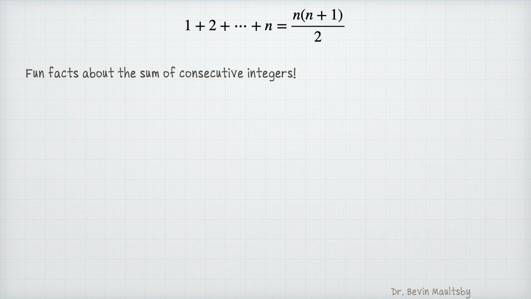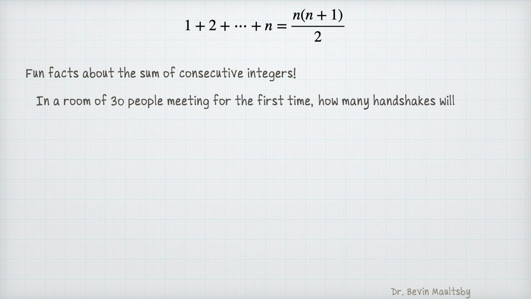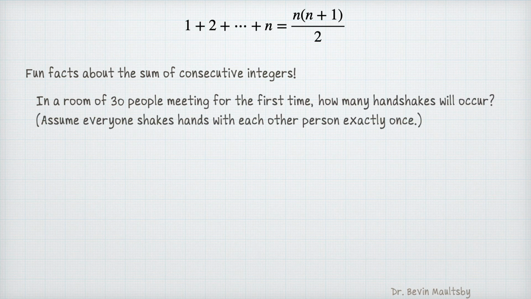Let me take you through another interpretation of the sum of consecutive integers formula. This is a little bit of a detour, but we'll go back to induction in just a moment. Consider this scenario. In a room of 30 people meeting for the first time, how many handshakes will occur? So everyone has to shake hands with everyone else and nobody shakes their own hand.